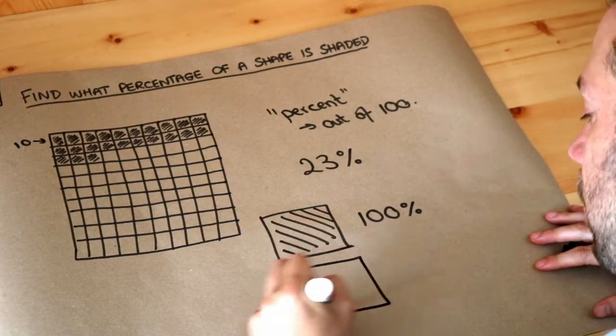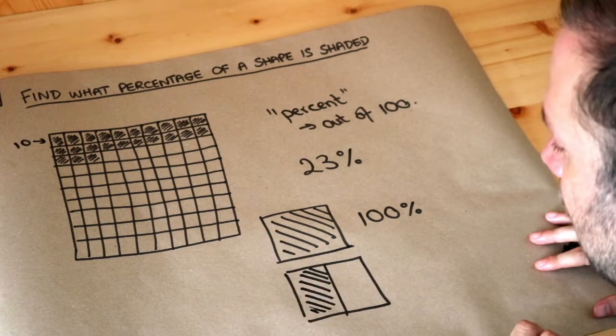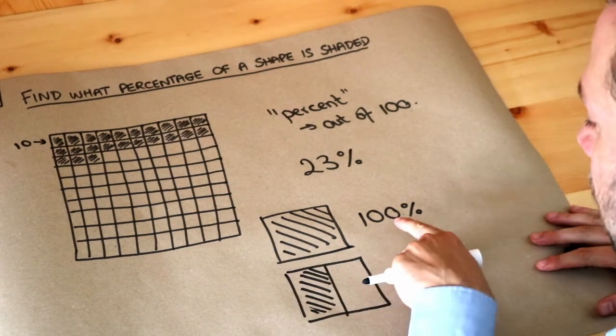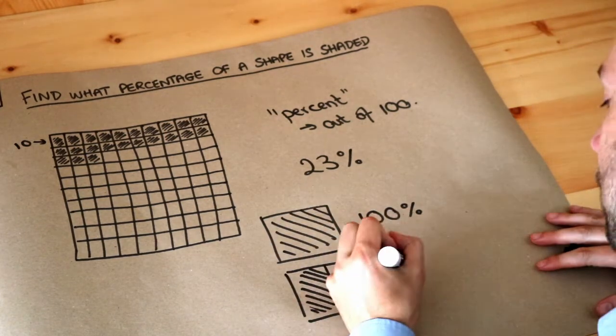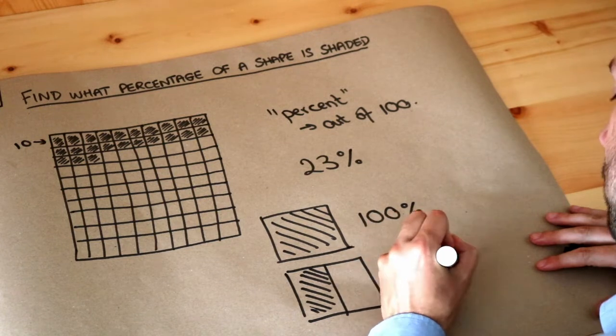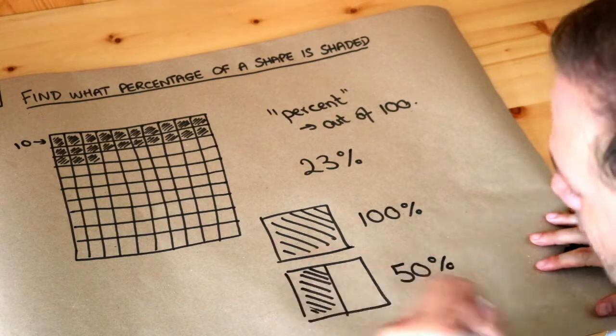And if half of it was shaded, so if you said half of your friends like the colour orange, then, well, what's half of 100%? Because 100% is everything. Half of 100 is 50. So 50% represents half of something, and it means half of your friends like a particular thing.